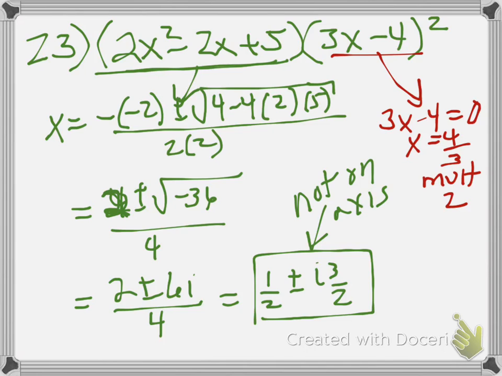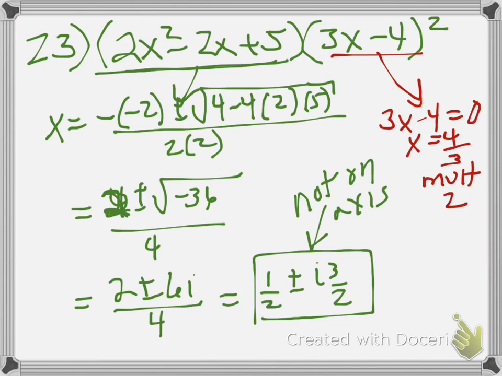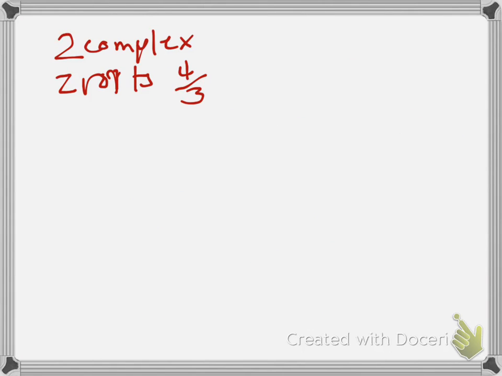Okay, so what we have here is a function where we have two complex roots, and two roots that are 4/3. Right, if we go back and look, we have two roots that are 4/3, which means a multiplicity of 2 is a cross or touch. Cross or touch the axis if the multiplicity is even. Touch, right? Touches the axis, it doesn't cross.